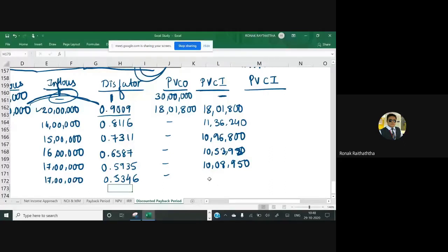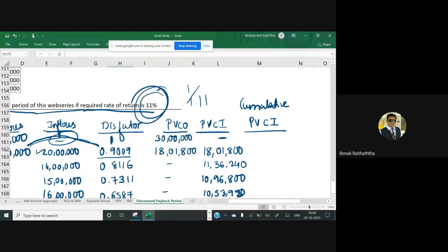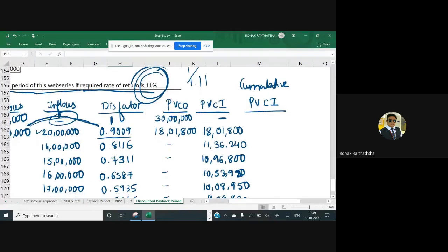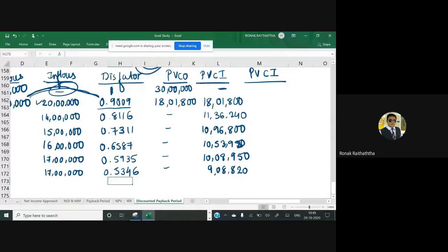Okay. Now, earlier one was about finding the cumulative of just the cash inflows, but right now it would be finding the cumulative of present value of cash inflow because it is more sound method in terms of technicalities. It considers time value of money. Okay, sir, we have got it. So let's find the cumulative of year number 1. It would be the same 18,01,800. So now adding first and second. So what do we get here?